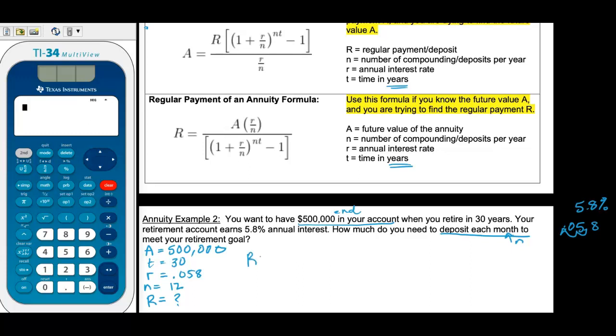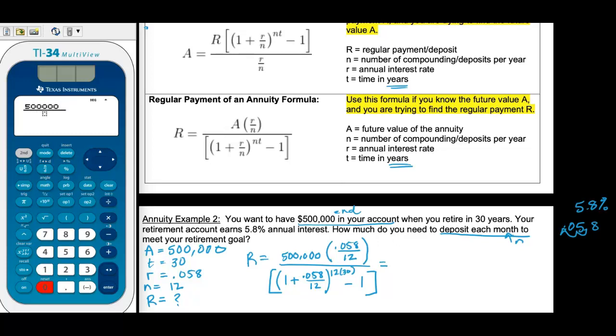So I'm going to write R equals, and in the numerator we have A, so $500,000 times our rate over our compounding period 12, divided by, and just like in the last one, we've got these brackets. Remember, that's just like a parentheses. So bracket parentheses 1 plus our rate divided by 12 to the 12 times t power. So t is 30, so 12 times 30, and then minus 1. And then if you have this kind of calculator, a TI-34 or 30, you can use the N over D button, and it makes entering pretty simple.